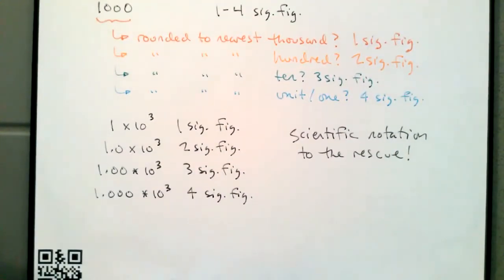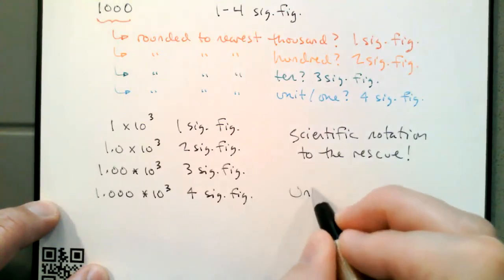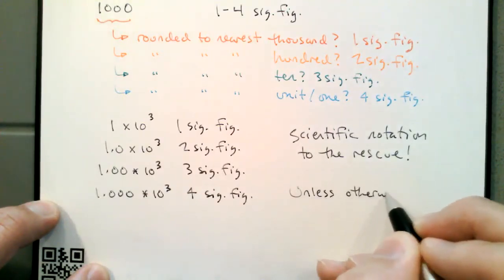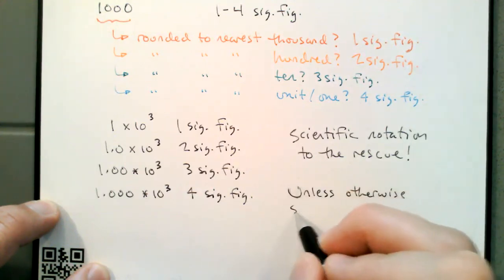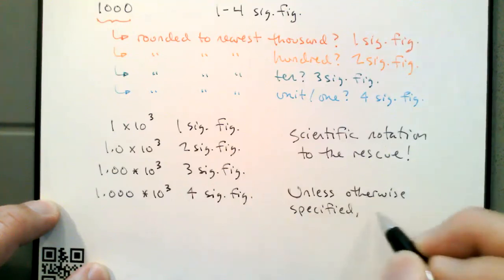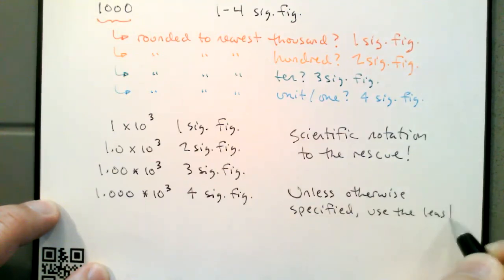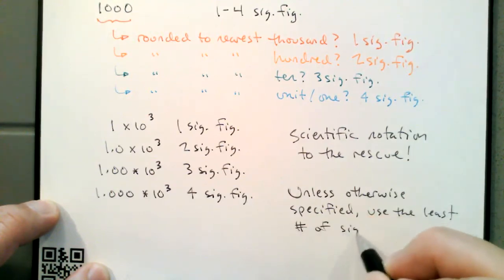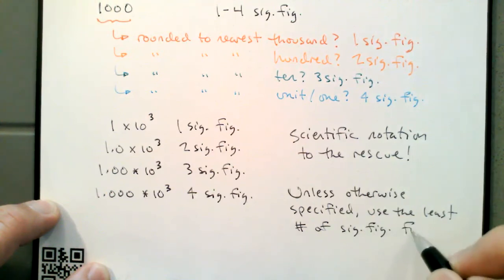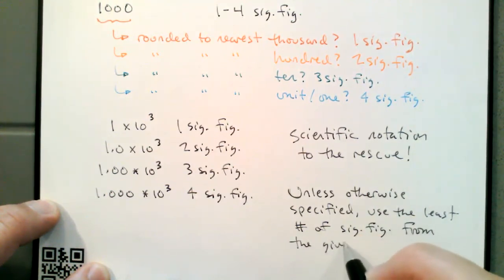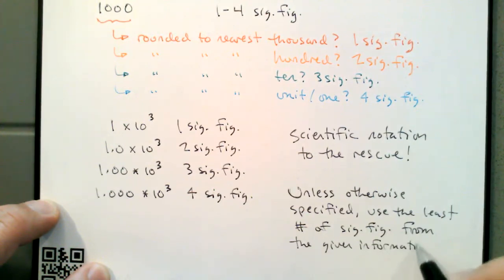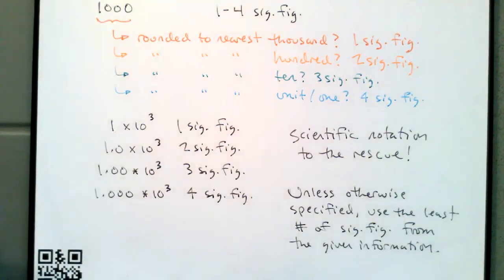So unless otherwise specified, we could complicate this with some other rules, but the least number of significant digits in your given information will be the number that you should use, unless otherwise specified.